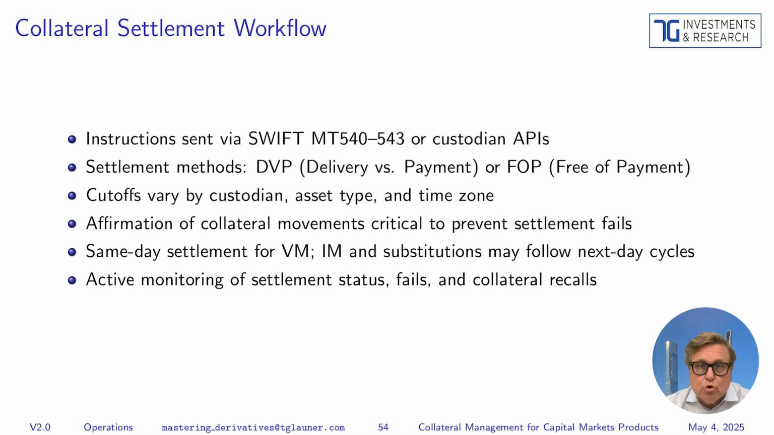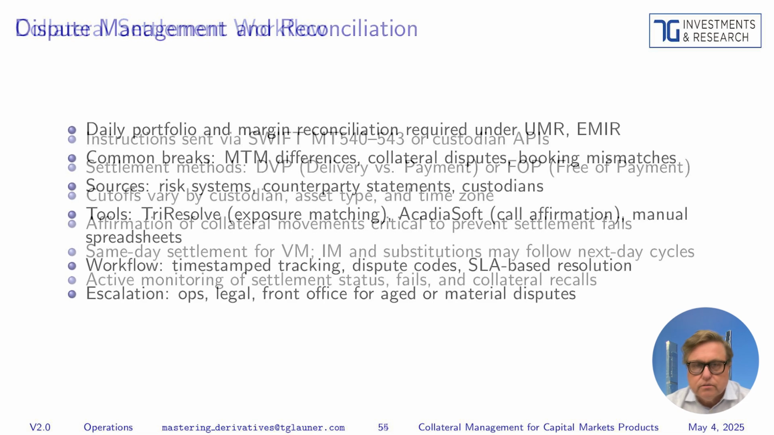Before settlement, most counterparties require affirmation to confirm the movement details and prevent operational breaks. For variation margins, settlement typically happens same day, while initial margin or collateral substitutions may settle on a next day cycle depending on the agreement. Once instructions are sent, collateral teams must actively monitor settlement status, track any fails, and handle asset recalls if necessary.